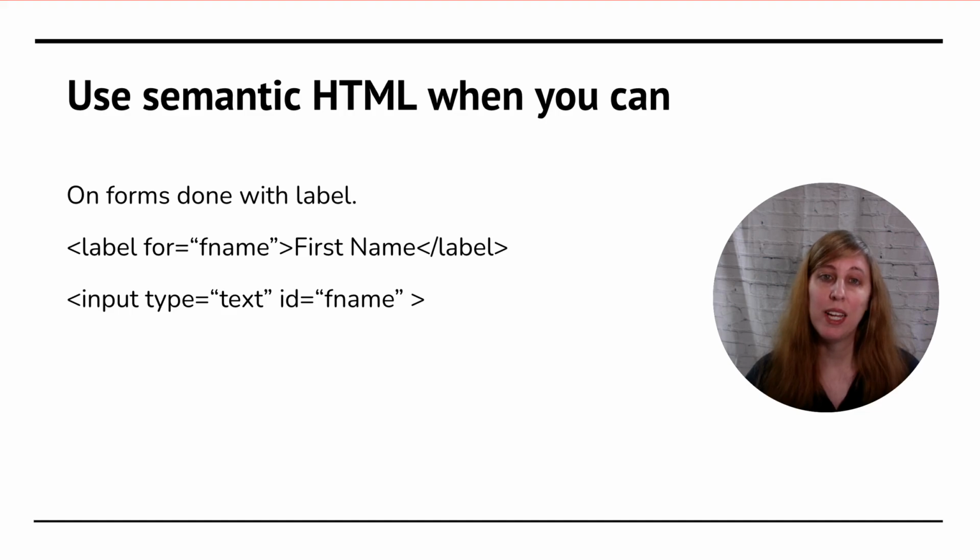The second one is when we are using semantic HTML and we can properly associate a label with it. For example, on forms. Here we have a form with label for fname, and the label says first name. Then we have an input type text, and that input has an ID, fname. This is how we associate the label with the input, is that ID.